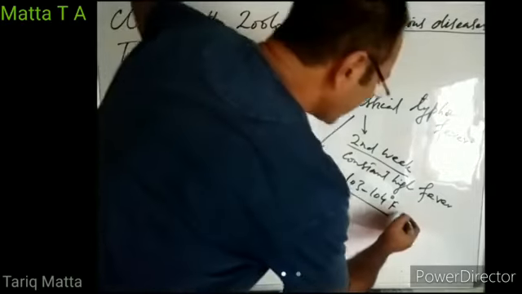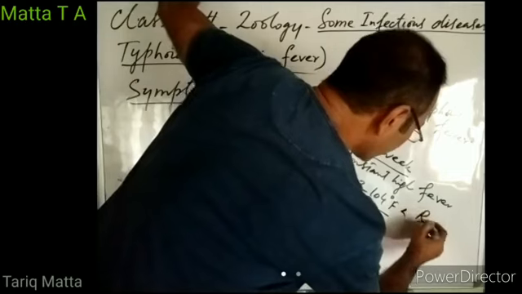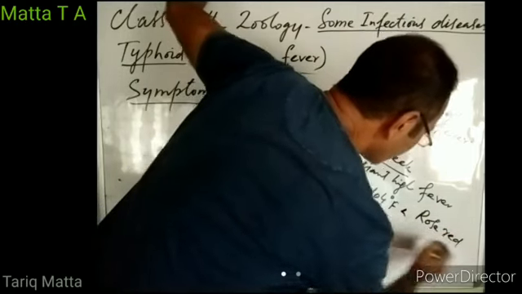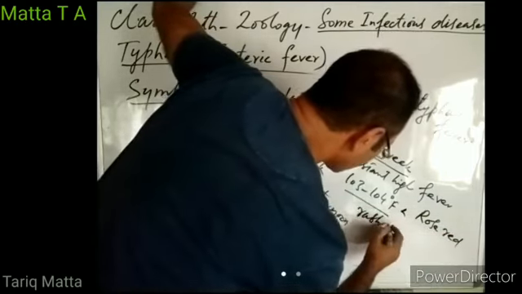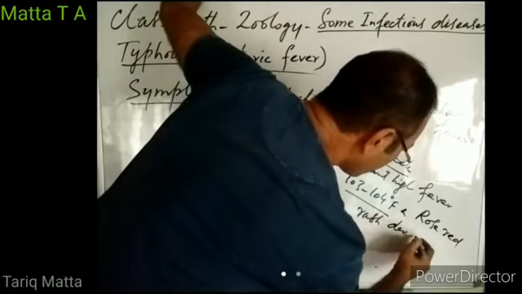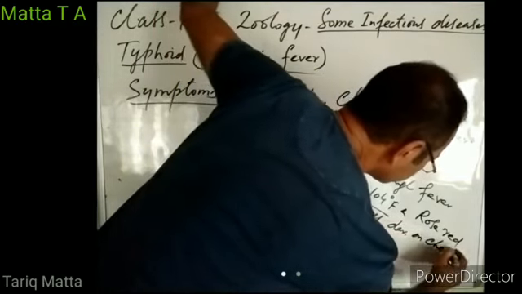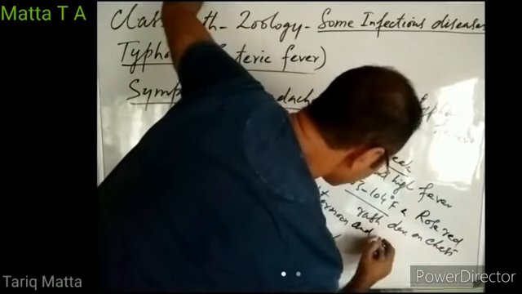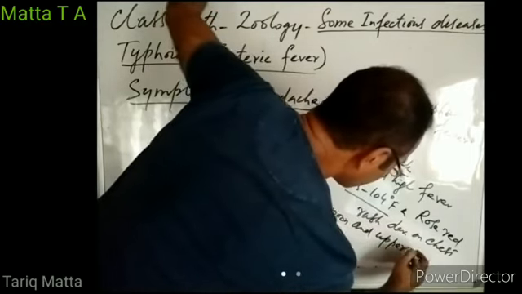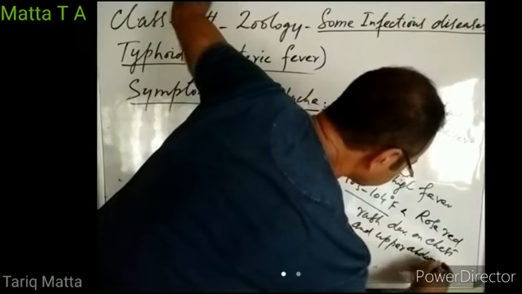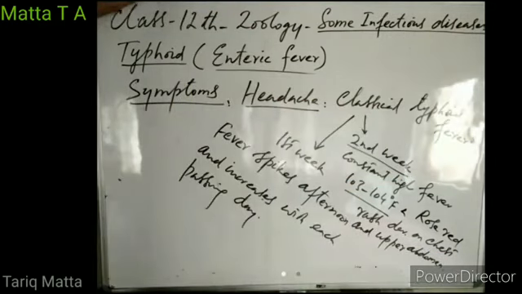And in the second week, a rose red rash may develop on the chest and upper abdomen. In the second week, there is constant high fever, 103 to 104 degrees Fahrenheit, and there is a rose red rash, which develops on the chest and upper abdomen.